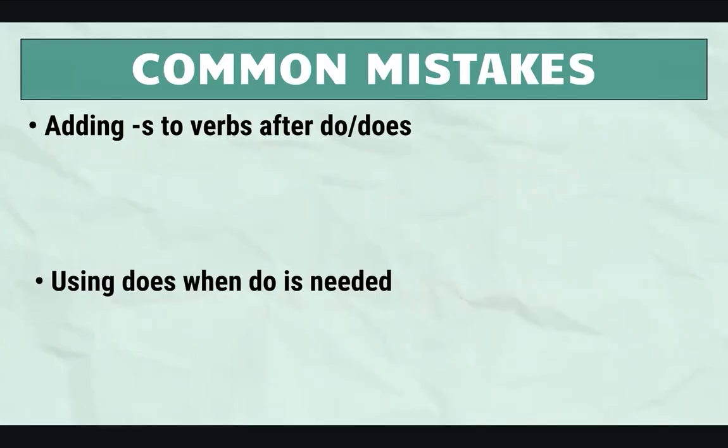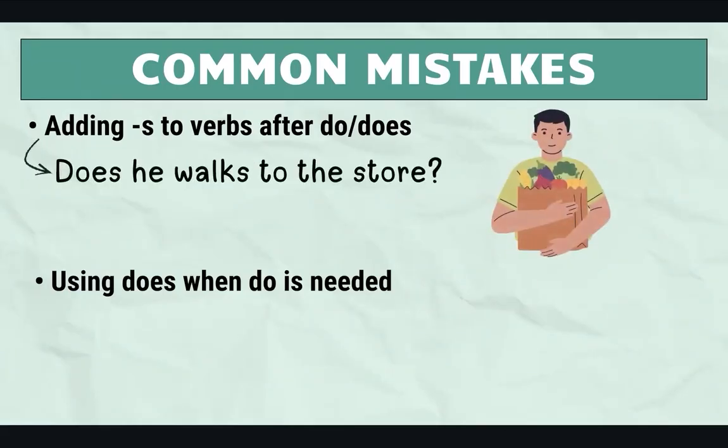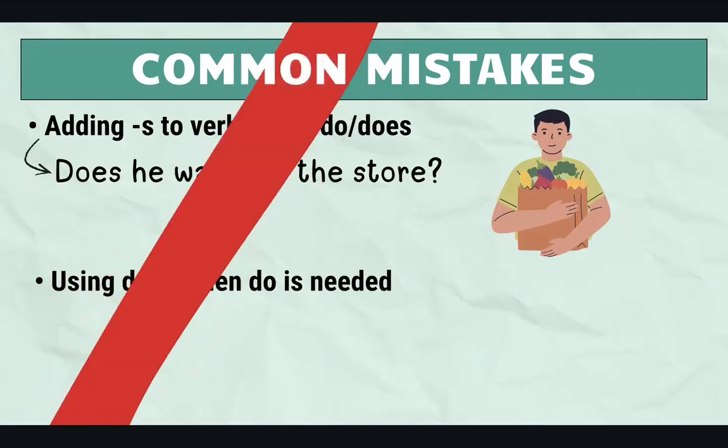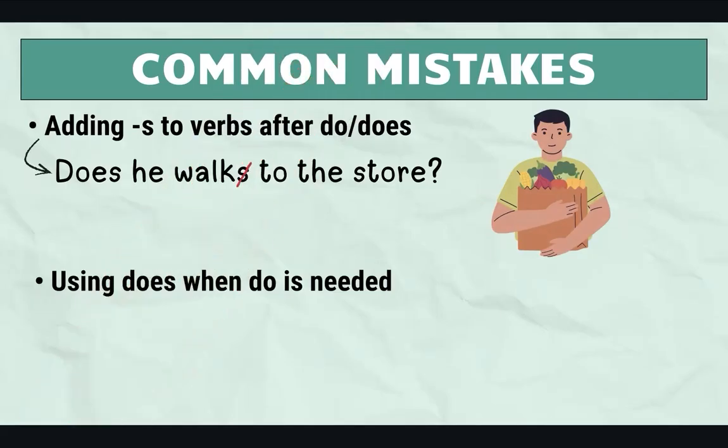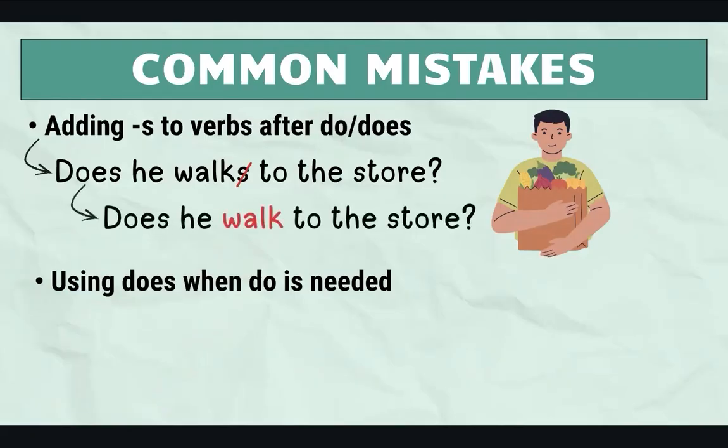Again, we have some common mistakes when it comes to creating questions using the present simple. For example, adding S to verbs after do or does. Does he walks to the store? That's not correct. We don't need that S. We are only using the base form of the verb after do or does. So our question would be, does he walk to the store?